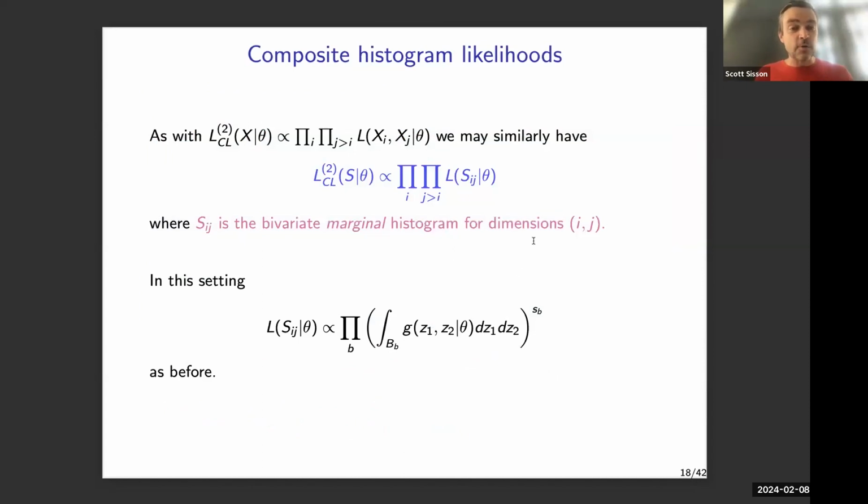We can say, okay, let's take all the pairwise likelihoods. For us, the pairwise likelihood is going to be a bivariate histogram likelihood, and it's going to be of this form here. Again, we've got the probabilities, and we're raising the probabilities to the power. It's just that now we're doing a two-dimensional integration over the model, which is trivial to do for this model.